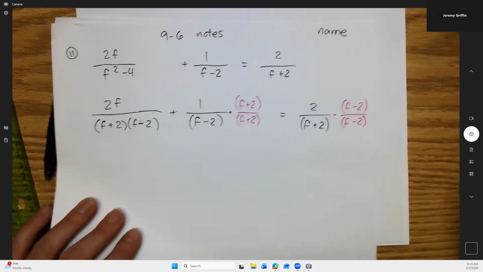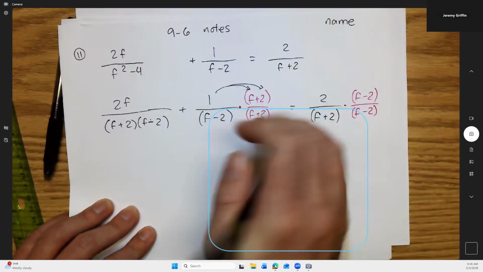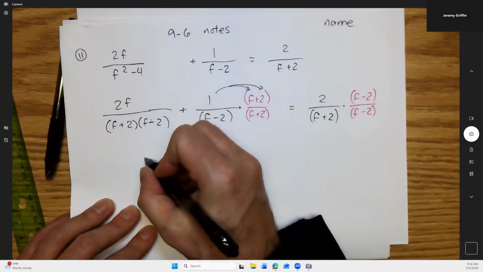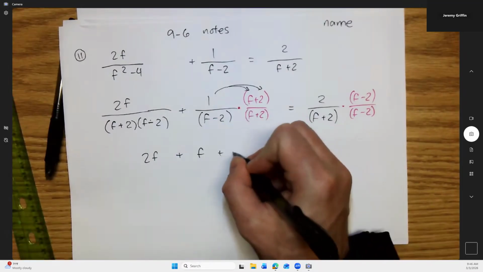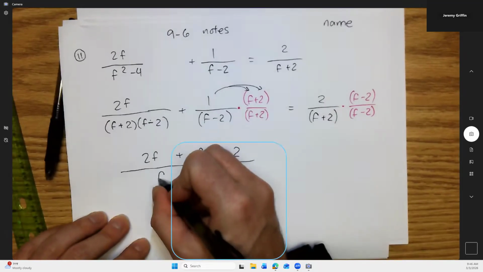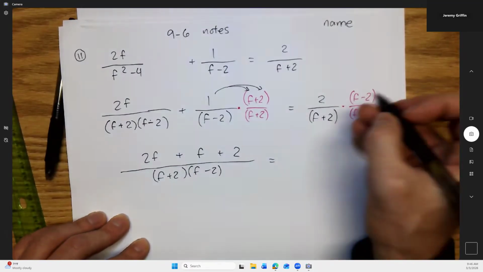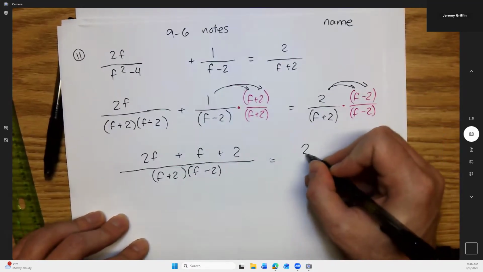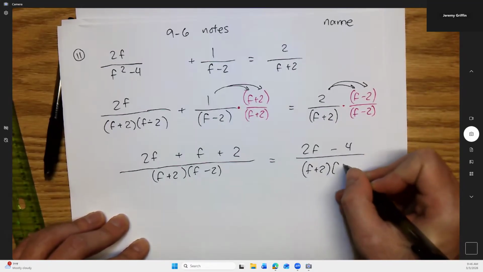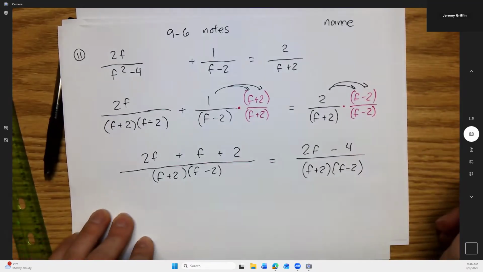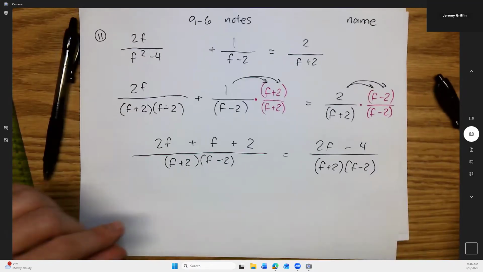Now we can put everything into one giant fraction. I can distribute this 1 here. So it's going to be 2f plus, from here I have 1f or just f, and here I have 2, all over f plus 2 times f minus 2. And it's equal to, I have to distribute this 2 right here, so that's 2f minus 4 all over f plus 2 times f minus 2. Is that true? There are different ways you can finish this out.